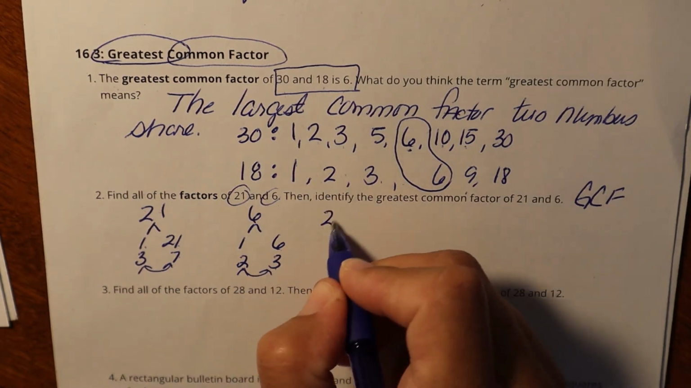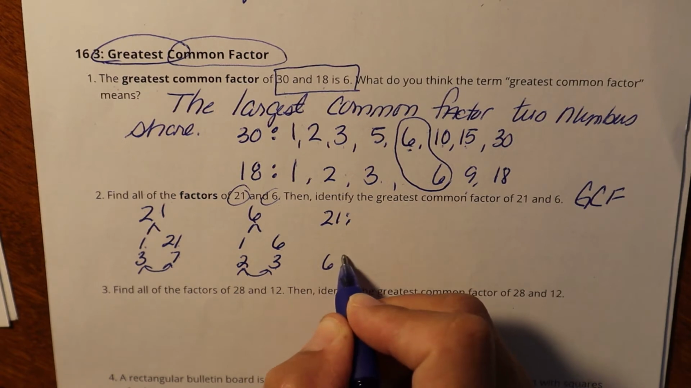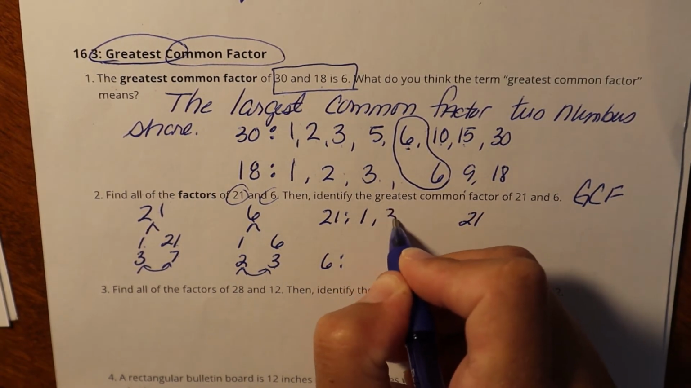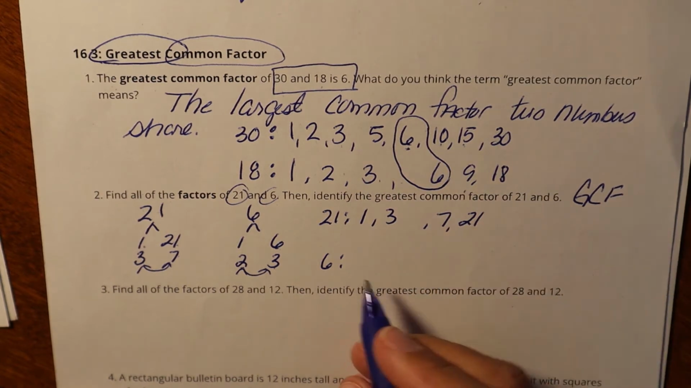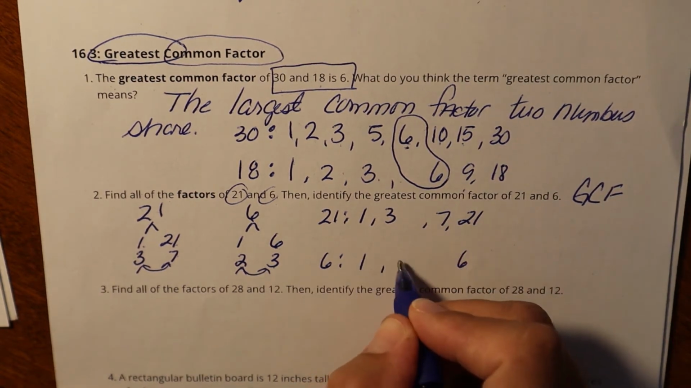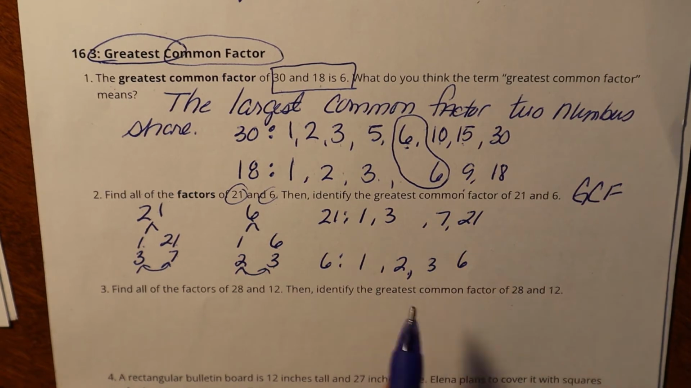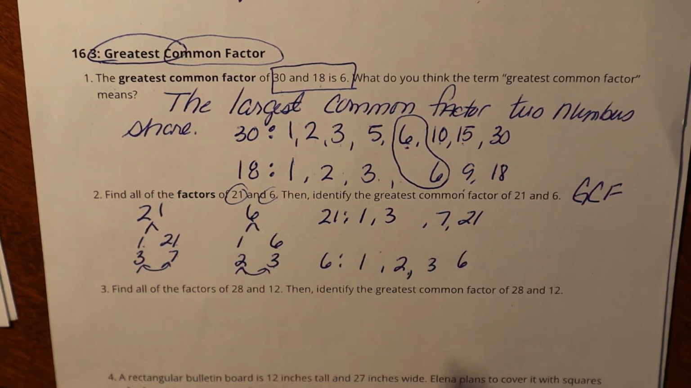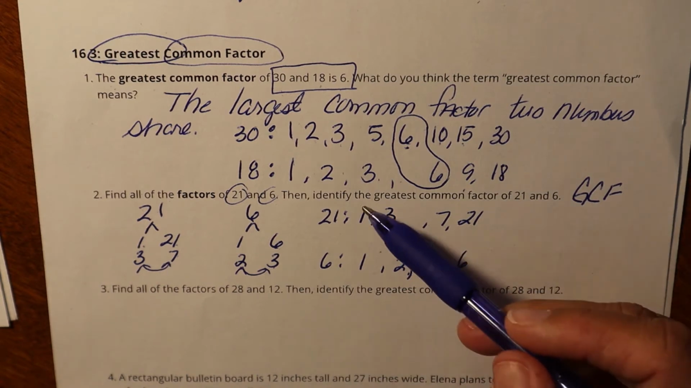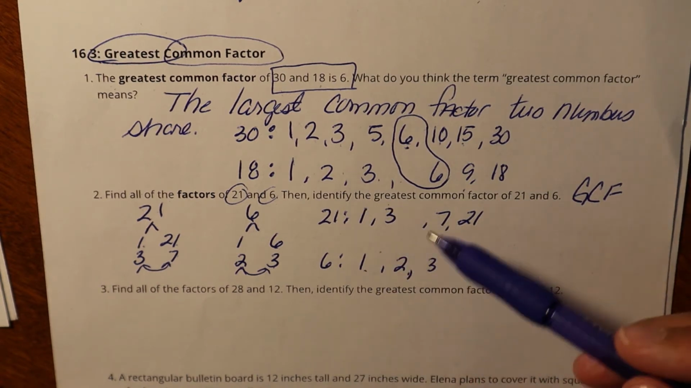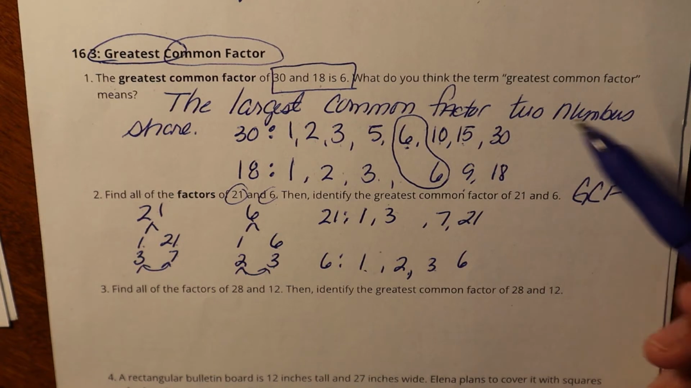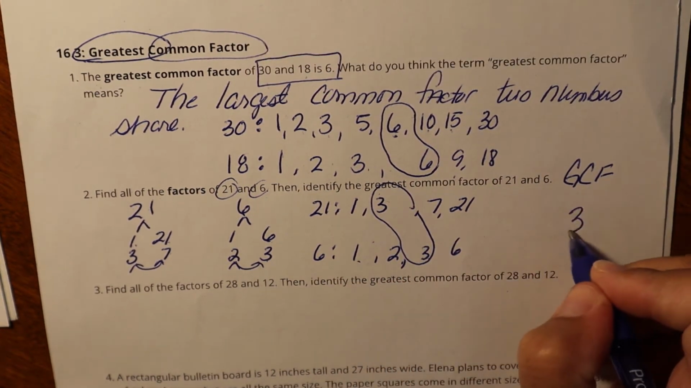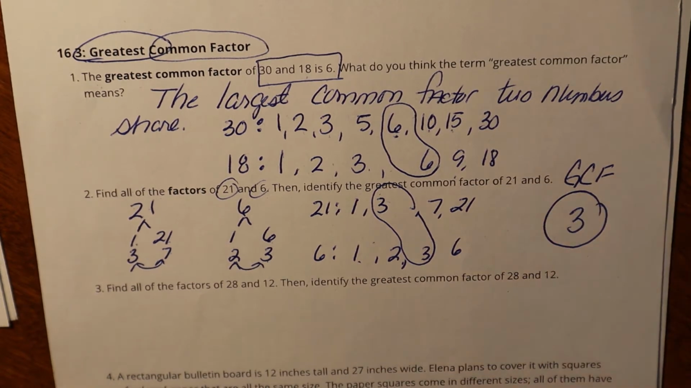Or again, just to show you some alternative choices, we could make the rainbow list of 1 and 21, and 3 and 7, and for 6 it would be 1 and 6, and 2 and 3. Okay, so either method, making a tree or making a rainbow list, works. Now let's find the greatest common factor. Yes, they share 1s, they don't share 2s. Yes, they share 3s, they don't share anything else. So the greatest common factor in this problem is 3.